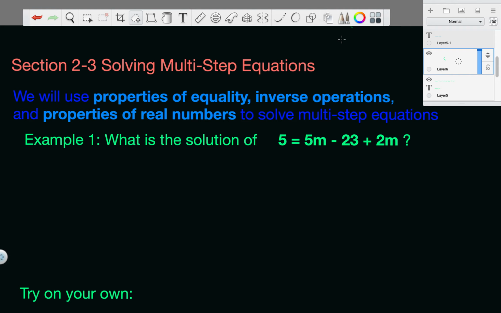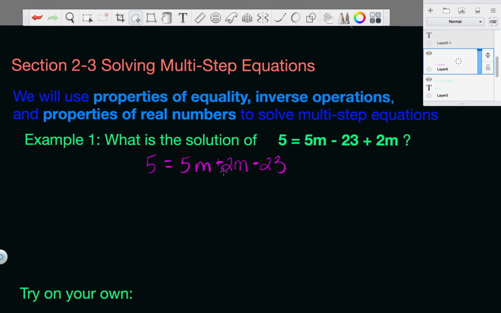So the first step in doing this is I want to move these two terms next to each other, just so it's easier for us to work out. So I'm going to rewrite this as 5 equals 5m. I'm going to move this plus 2m next to the 5m, and then I'm going to write this minus 23.